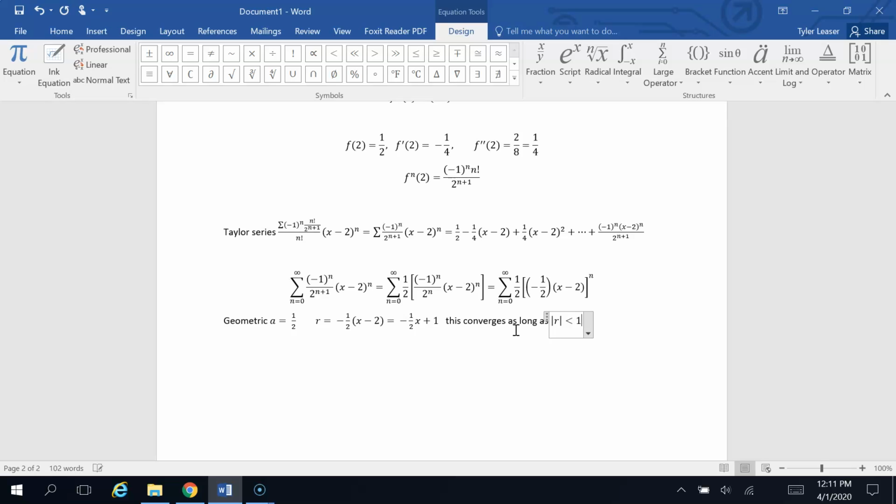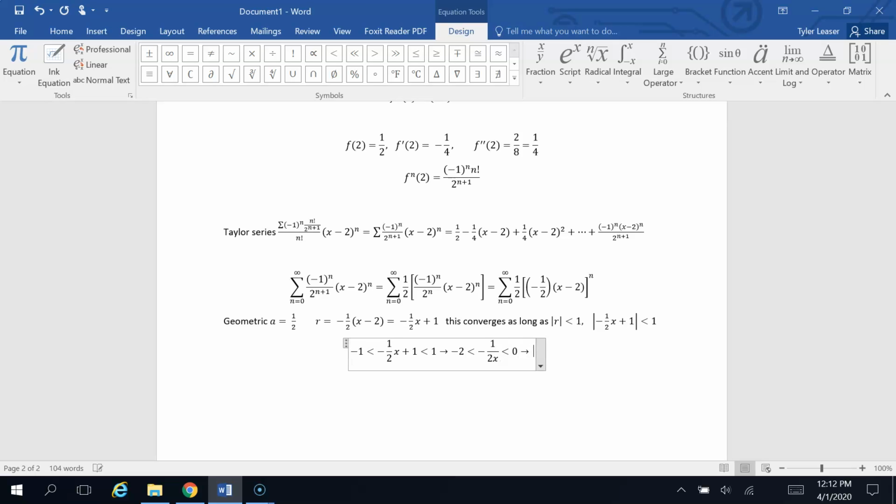So for us, we're going to be setting the absolute value of negative 1/2 x plus 1 to be less than 1. And remember, whenever you have an absolute value is less than a number, this is where you want to squeeze. So negative 1 is less than negative 1/2 x plus 1, and then that less than 1. Okay, and then we just solve. So subtract 1 on all three sides. We're going to get negative 2 is less than negative 1/2 x is less than 0.